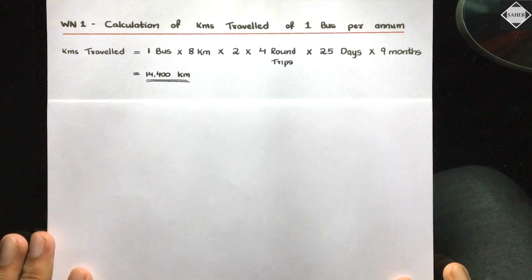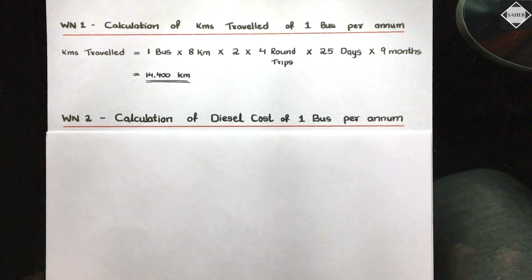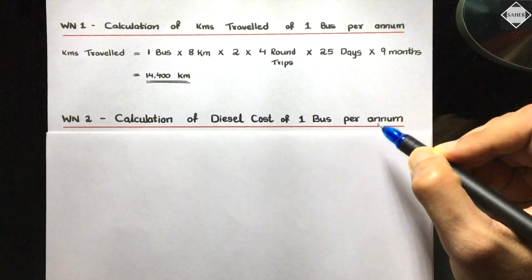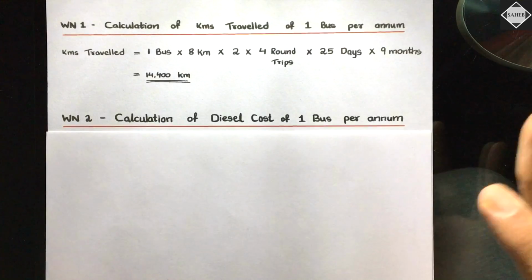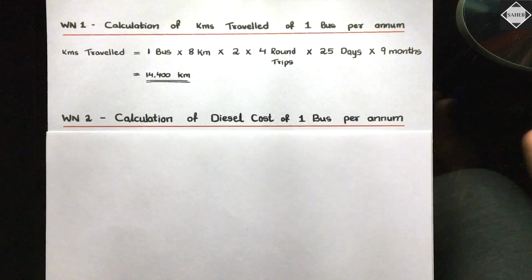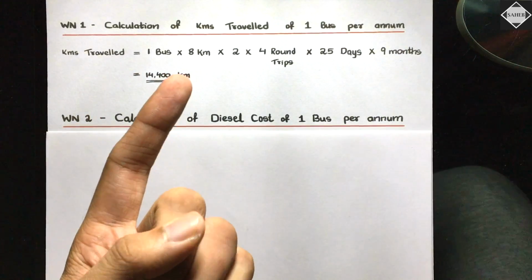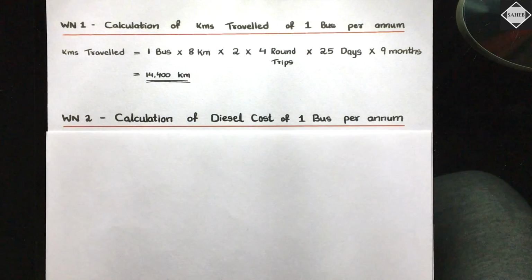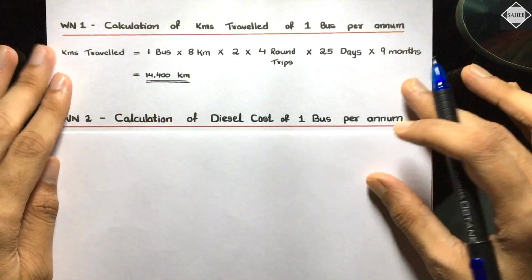Then we are going to calculate the diesel cost, the same way for one bus per annum. We'll not calculate for 5 buses. If you calculate for 5 buses, then you will have to divide by 5 to get one bus. That way also you can do it. But why complicate everything? Just calculate for a single bus.